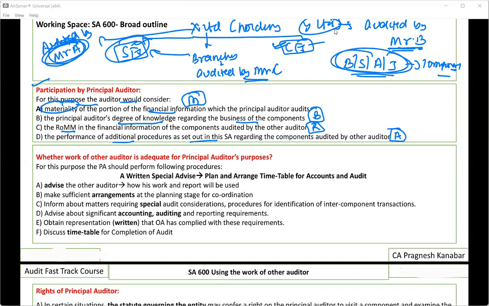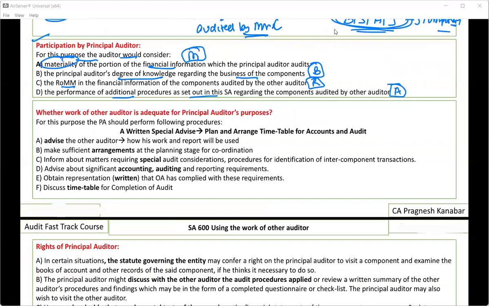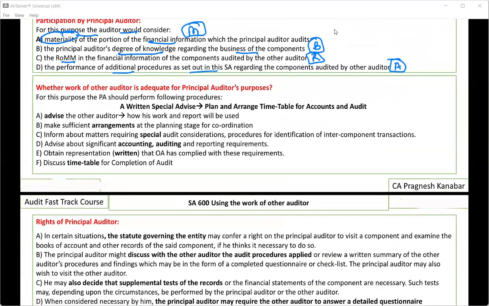So A for audit procedures. Please ensure that you are not messing up this particular answer. Yes, sir. All right. Now, as a principal auditor, can you just direct the other auditor? No. Then what are the procedures you need to perform for coordination, in order to ensure that the work of the other auditor is adequate for you? In order to coordinate with the other auditor, what are the procedures that you need to perform? One of their favorite theory questions.